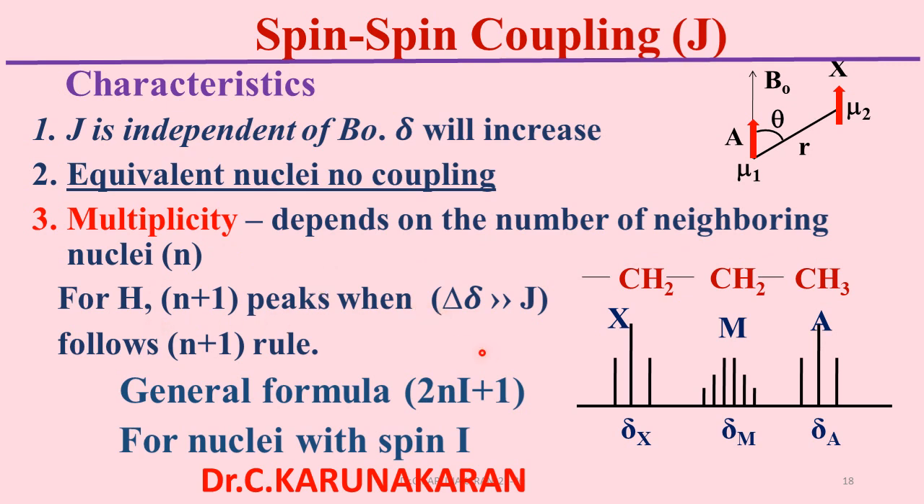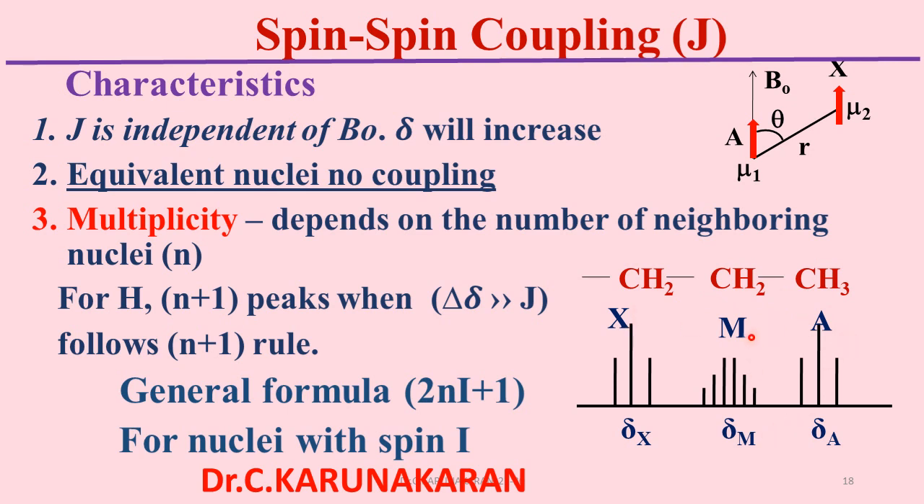For a proton, there will be n plus 1 peaks when delta is very much greater than the coupling constant. For example, we'll see here: this is the CH3 proton, this is the methylene proton CH2, and this is again a methylene proton. Let's label this CH3 proton as A, the CH2 proton as M, and the other CH2 proton as X.